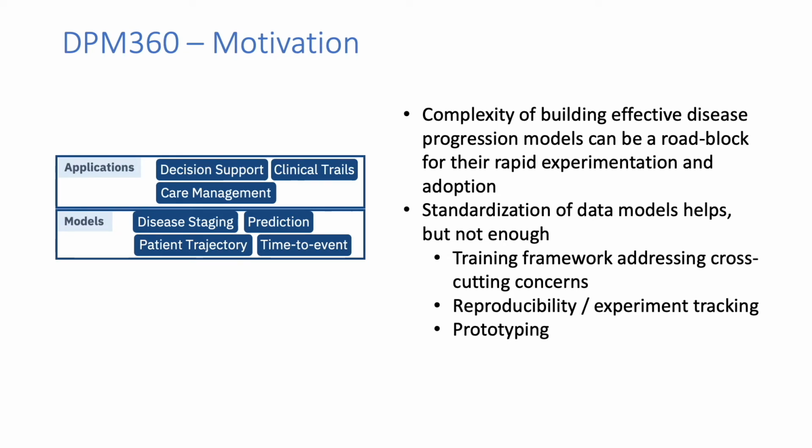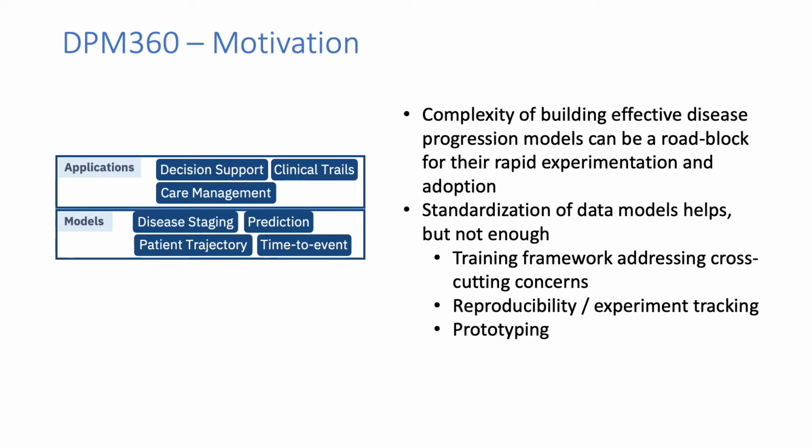Disease progression modeling aims to characterize the progression of a disease and its comorbidities over time using a wide range of analytic models, including disease staging, patient trajectory analysis, prediction, and time to event estimations for key disease related events. DPM has applications throughout the healthcare ecosystem, from providers to payers to pharmaceutical companies. But the complexity of building effective DPM models can be a roadblock for the rapid experimentation as well as adoption.